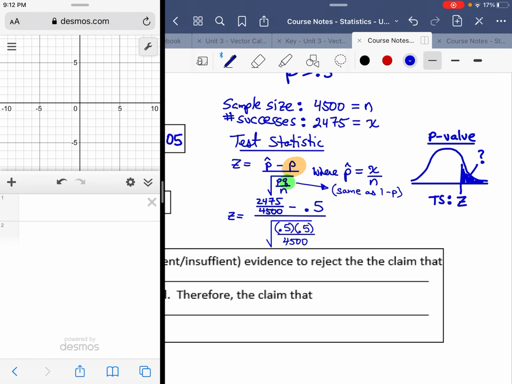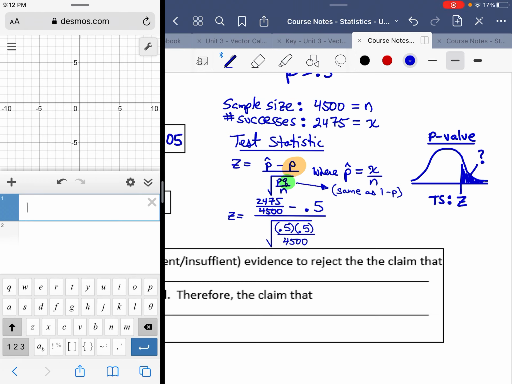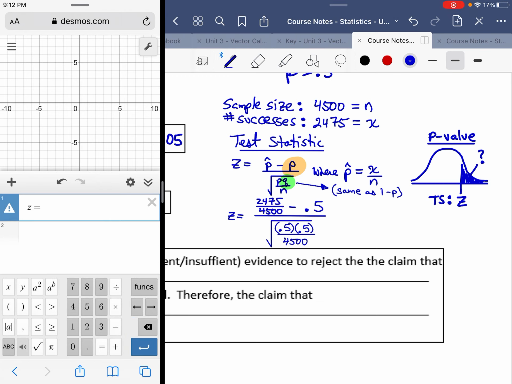So this is what we're going to crunch in Desmos. We don't have to put the Z in if we don't want, but I want. So Z equals fraction, another fraction, 2475 over 4,500, minus 0.5, over the square root of 0.5 times 0.5 over 4,500. So we're getting approximately 6.708.